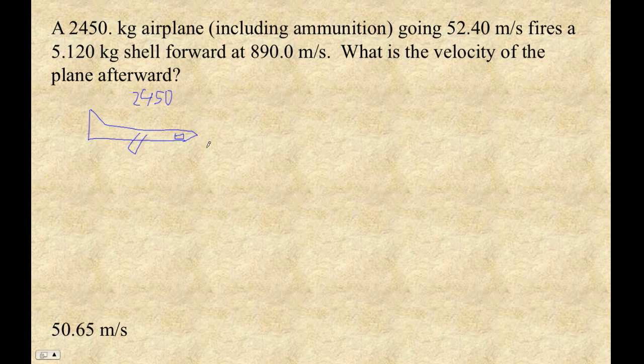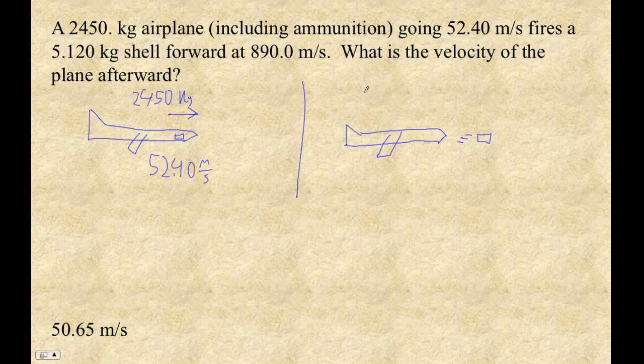So you've got this airplane, and it's moving, obviously. That's part of flying. But it's going to fire a shell forward. So what's the velocity of the plane afterwards? Well, we know that before, the shell is on the plane, and look at the keywords there, it says including ammunition. So for the after part, we're going to have to subtract out that ammunition from the mass of the plane.